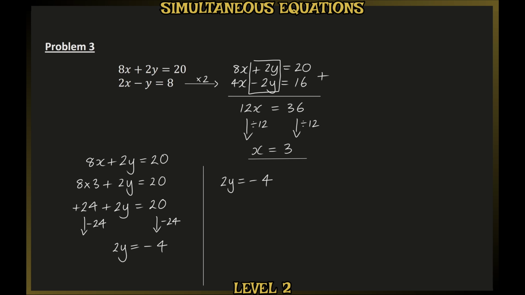Now to remove the times 2 from in front of the y, we can use its inverse, which is divide by 2, and do the same on the right. And on the left, the times 2 and the divide by 2 cancel out to leave us with y, and on the right, minus 4 divided by 2 is minus 2. So y is equal to minus 2. And this means that our final answer to problem 3 is x equals 3, y equals minus 2.